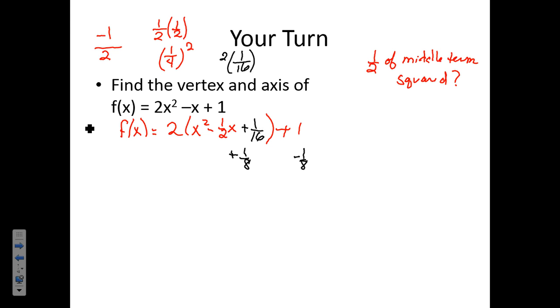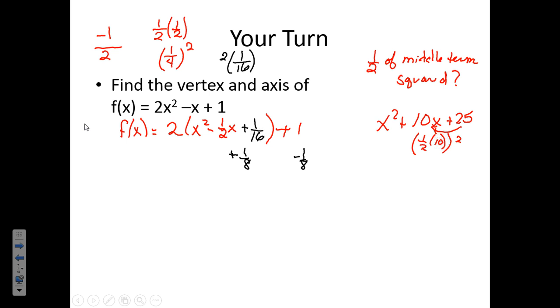Okay, so it's always going to be half of the middle term squared. So when I took half of a half, I got a fourth, and I have to square that. Just like when we had our x squared plus 10x plus 25. This is really half of 10. 25 is half of 10 squared. Half the middle term squared. Okay?